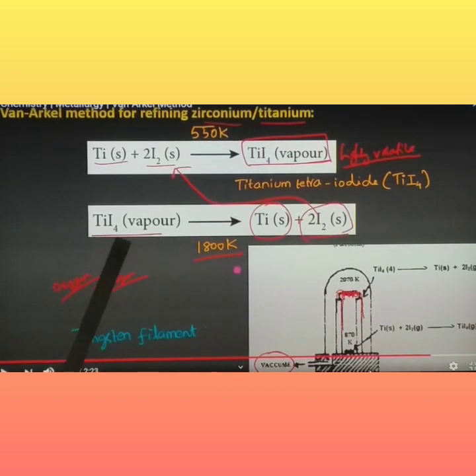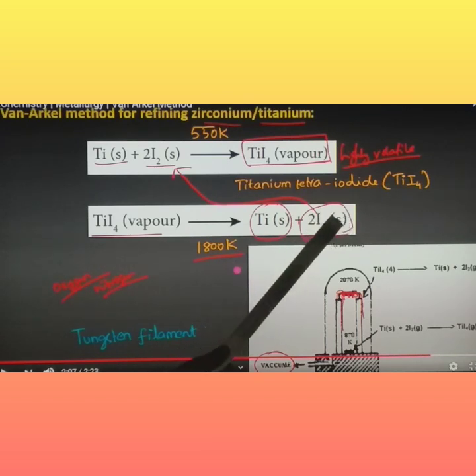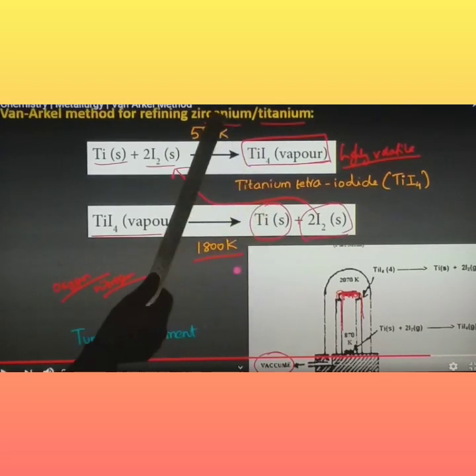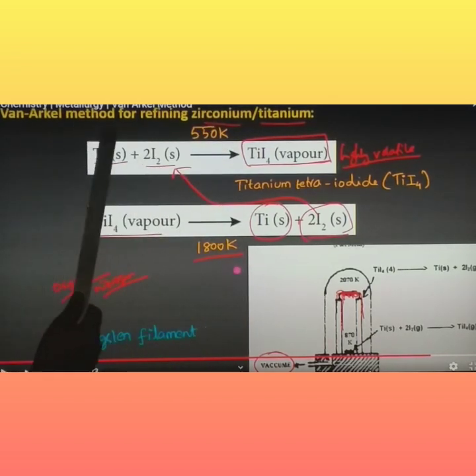This titanium tetraiodide, we have to heat at 1800 Kelvin in the presence of a tungsten filament. Here we use a tungsten filament for passing this temperature. Now this titanium tetraiodide decomposes to give titanium as a pure solid and iodine, which comes out in solid form. So now we get 100% pure titanium metal. The same way is used for zirconium also. So the Van Arkel method is otherwise called the thermal decomposition method.